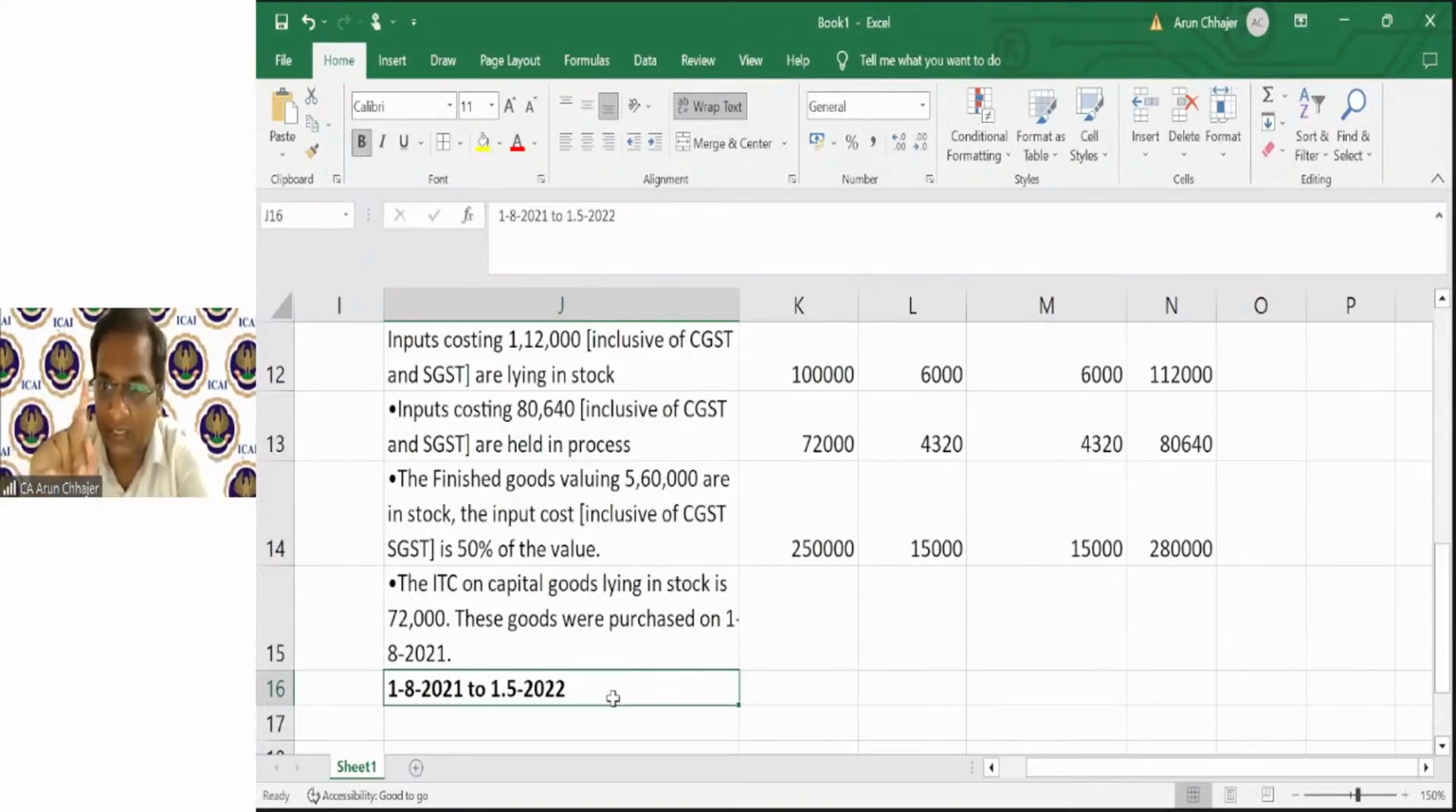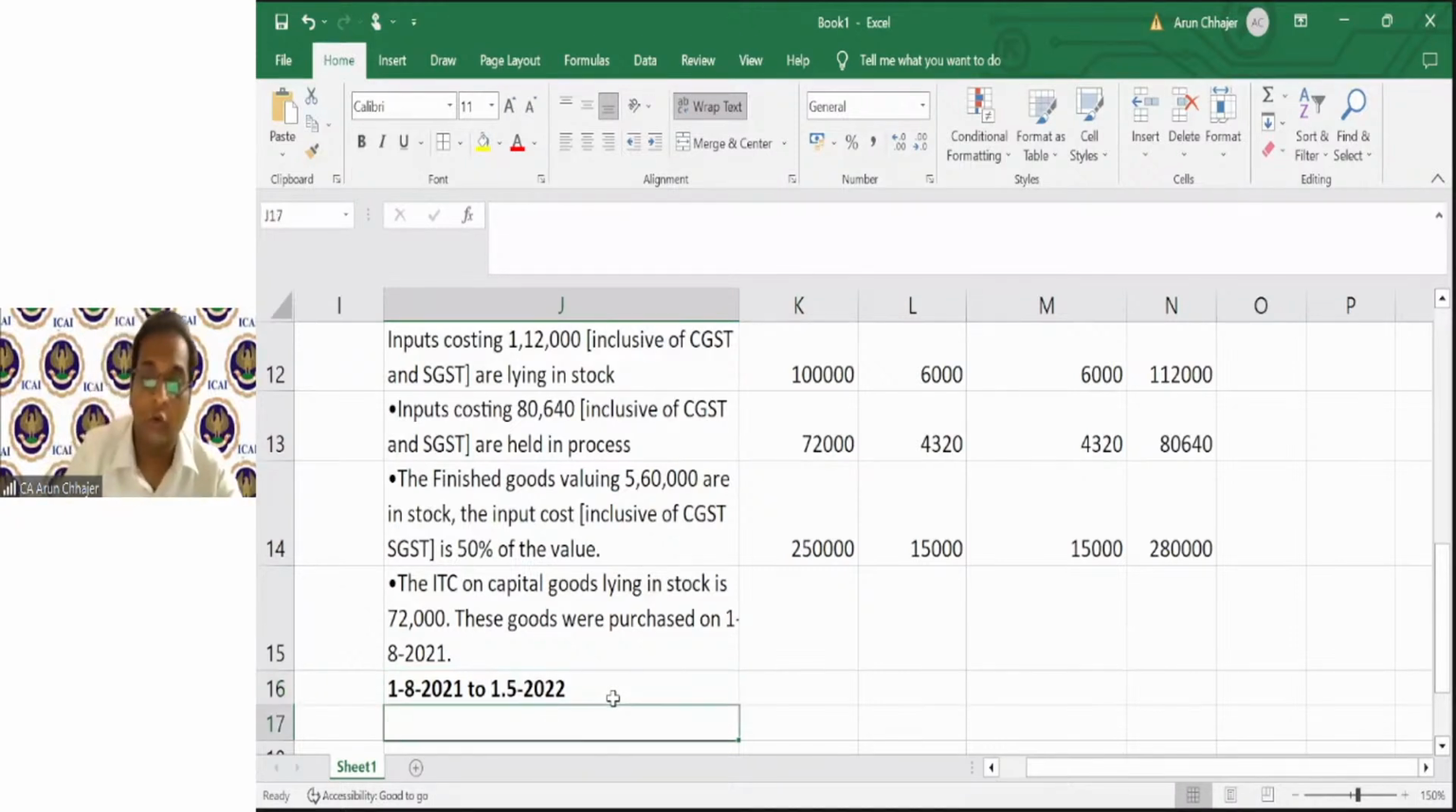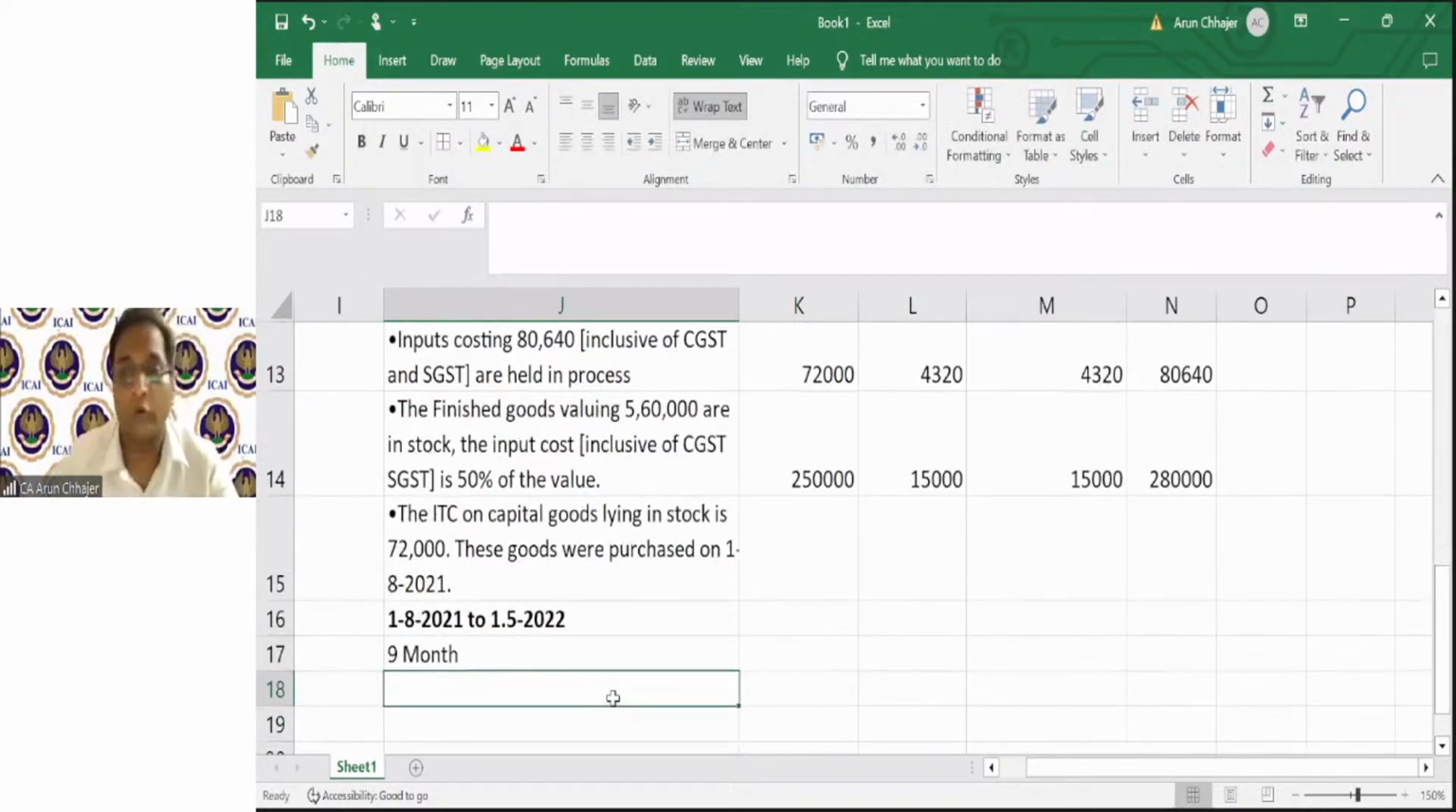1st August, so August complete, September complete, October complete, November complete, December complete, January, February, March, April. So I can say the total is 9 months. Can I say the total 9 months? Total 9 months, the capital goods were used by the taxpayer for taxable supplies. After that, it became exempted. So we need to reverse.